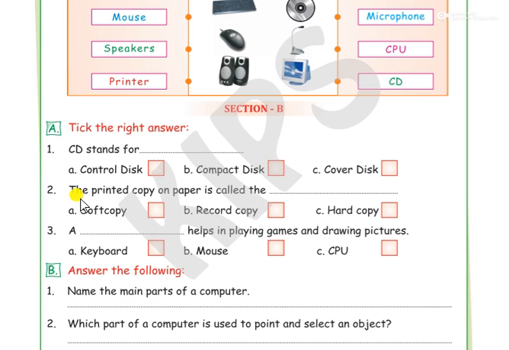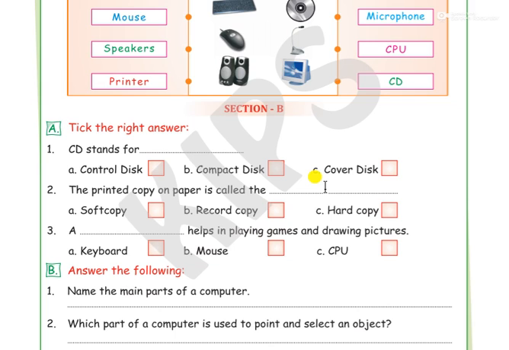Then the printed copy on paper is called, जो printed copy है वो क्या कहलाती है? We have discussed printed copy because it is hard and physical, we can touch it. So this is hard copy. So printed copy on a paper is called hard copy. Okay. And last but not least, a dash helps in playing games and drawing pictures. So who helps you to play games and draw pictures? That is mouse. So answer number 3 is mouse.